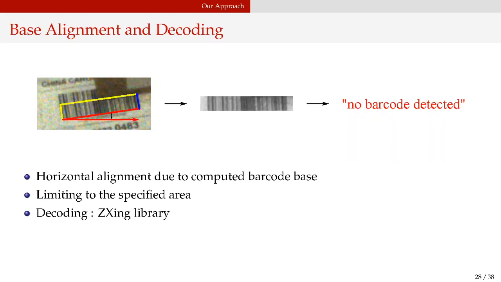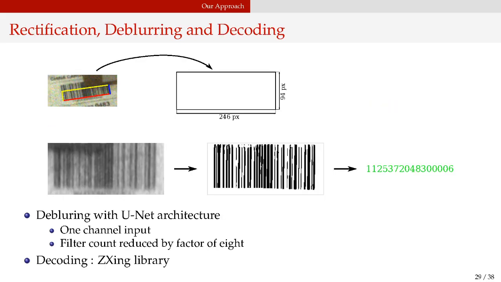For the decoding library, like ZXing, the barcode must be horizontally aligned. With the calculated barcode base, we can do this easily. But if the resolution of the barcode is too small and, for example, the image quality too poor, a direct decoding is not possible. In this case, we try to restore the image.